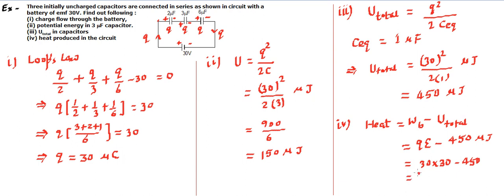So if you calculate this number, it's going to be 900 minus 450. Ultimately you are going to get 450 microjoules. So how much heat is being lost in this particular example? We will say 450 microjoule of heat is being lost, and 450 microjoule of energy has been stored. In a nutshell, the work done by the battery was 900 microjoule.